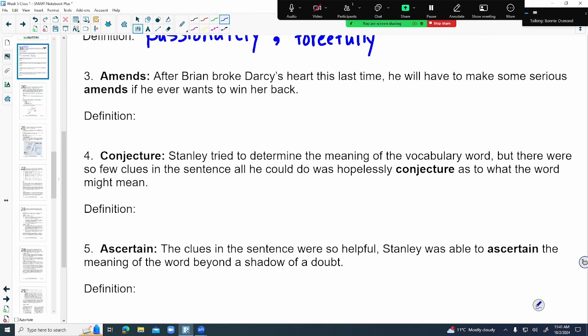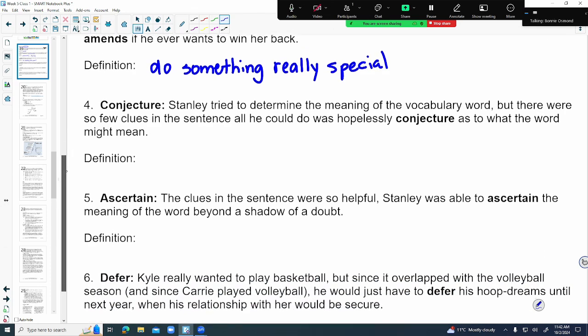do something special. Do something really special in order to win her back. So, you know, your meaning of the word doesn't have to be one word, as long as you're understanding. So in order, he will have to make some serious amends. He's going to have to do some serious fixing.